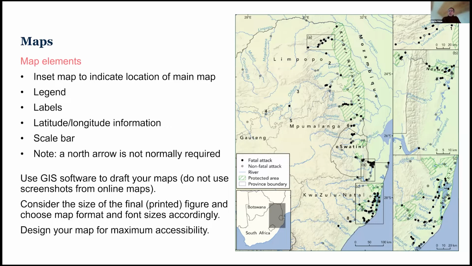Generally, you're only going to be able to produce a map that a journal is going to consider suitable if you use GIS software. If you do some screenshots from online maps and so on, it's not going to be of sufficient quality.